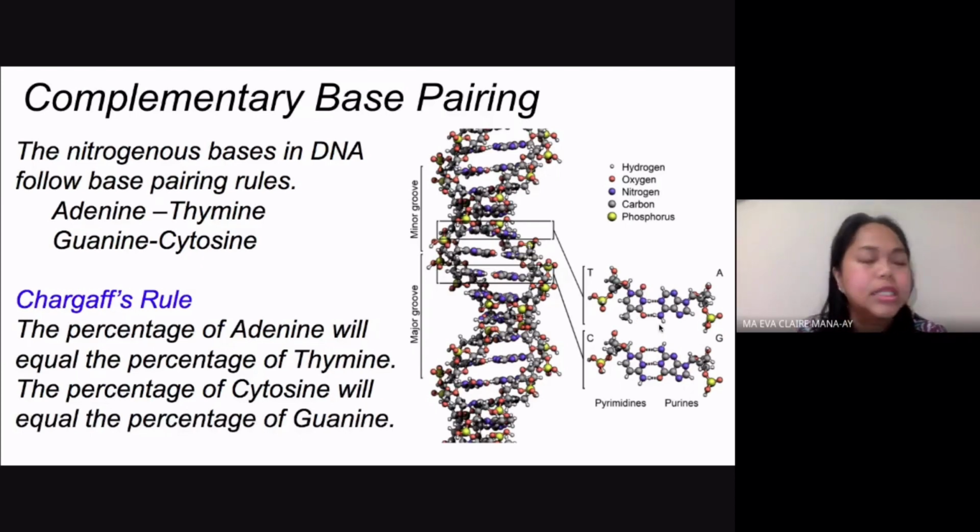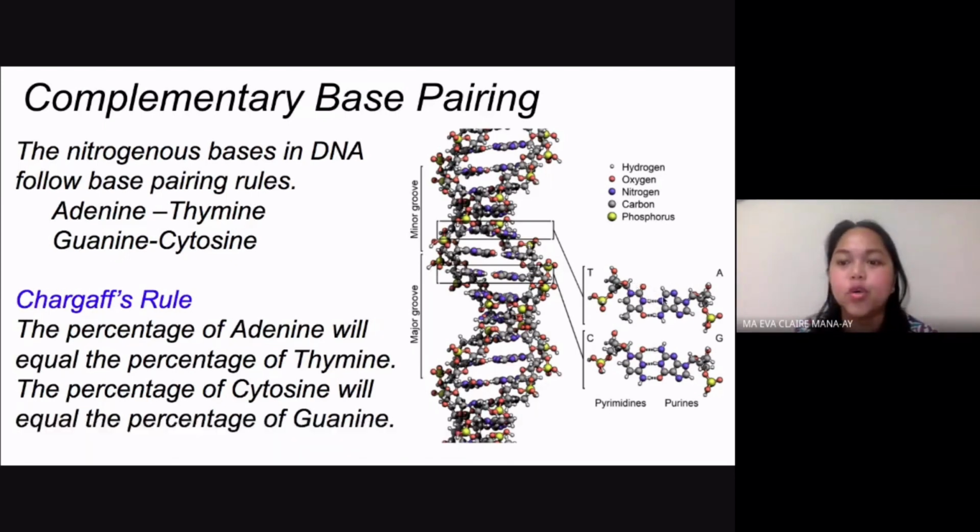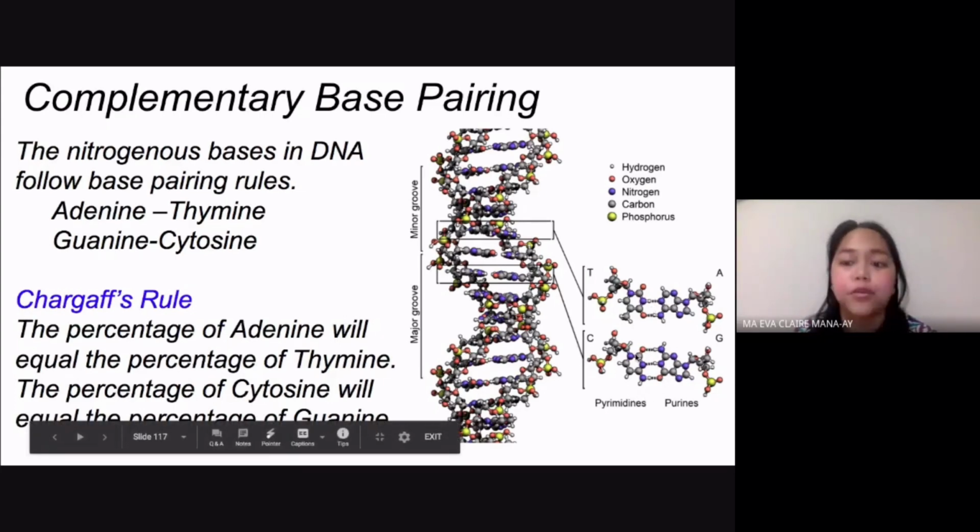Can anyone tell us what the difference is now? Since there is a difference in the number of hydrogen bonds that connect them, what then would be the result? Anyone? Anyone who can tell us the result of this? What is the result of the difference in the number of hydrogen bonds that we see here? AT is connected by 2 hydrogen bonds, while CG or GC are connected by 3 hydrogen bonds. What do you think would be the difference then?